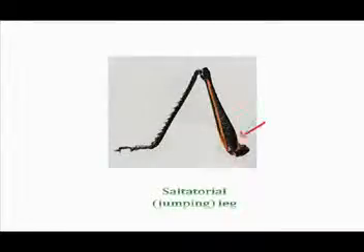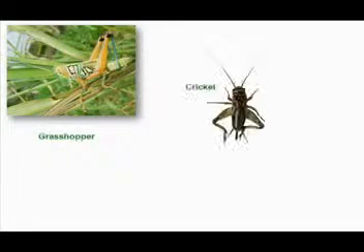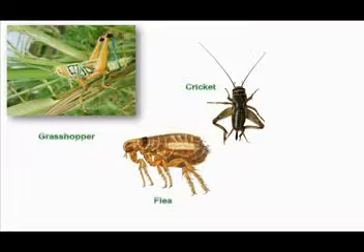Saltatorial leg. Saltatorial or jumping leg has a very long femur and a very long tibia. Femur is also provided with very strong muscles, which provide force for jumping. Metalegs in grasshopper and cricket are saltatorial. Flea also has saltatorial legs.